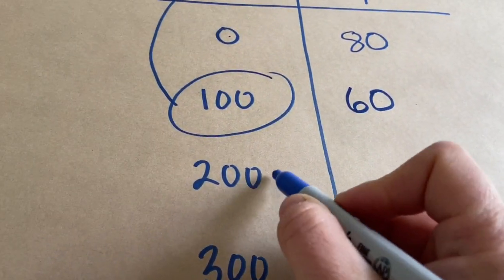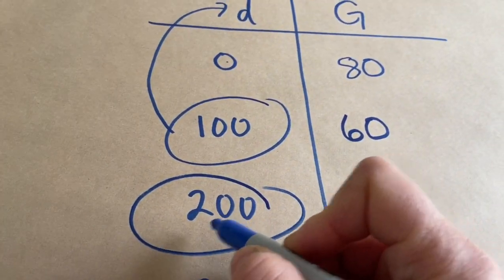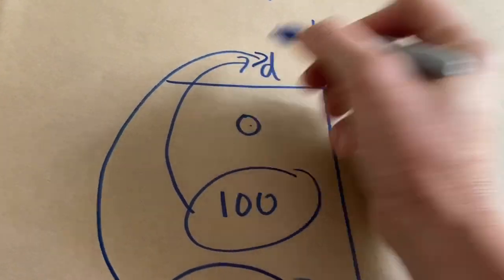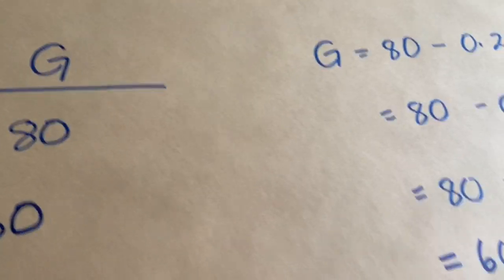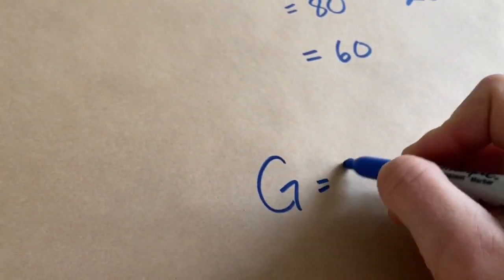Now we need to do the same thing for the 200. I'm going to take the 200. Notice, again, the letter that's above it is a D, so you always write down the exact same equation.